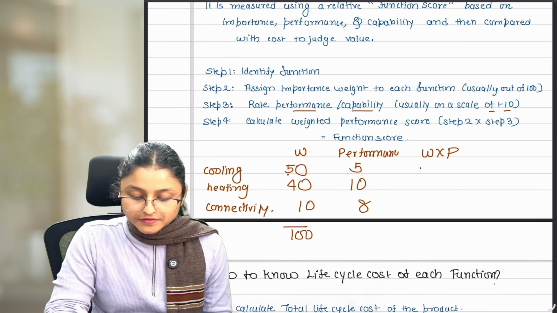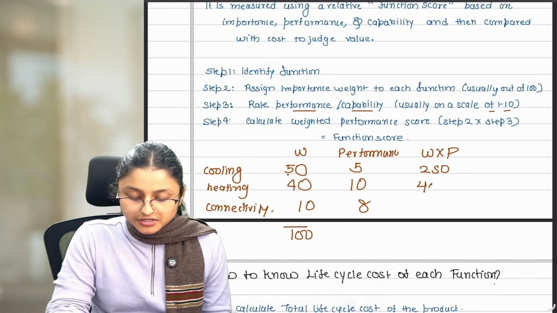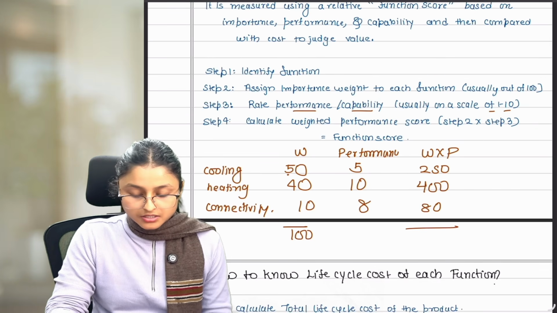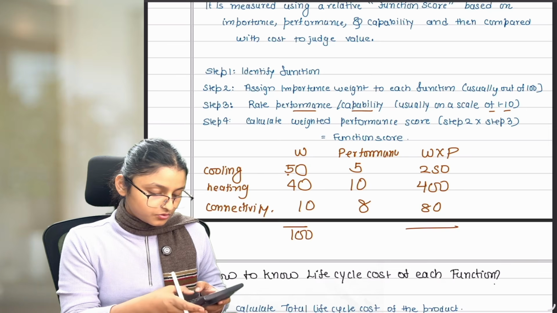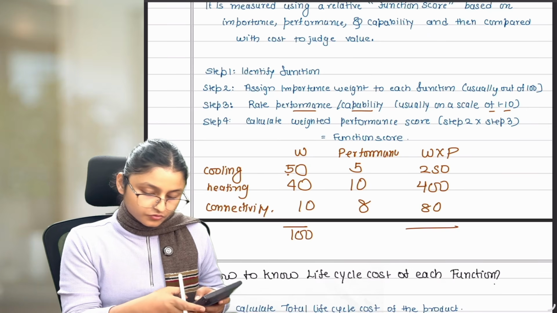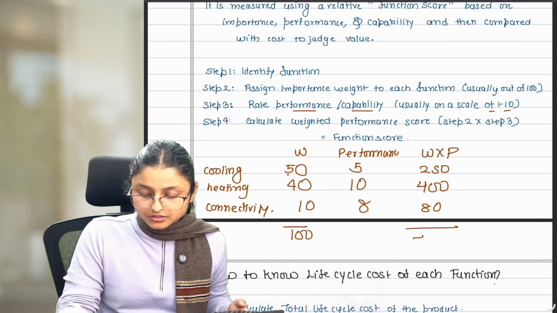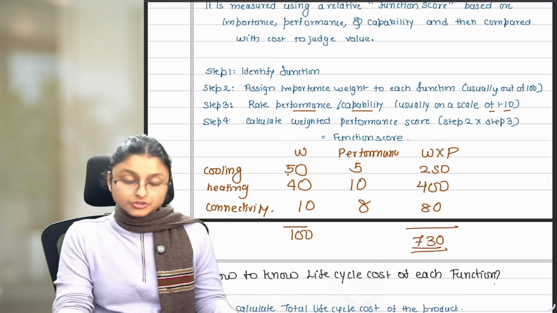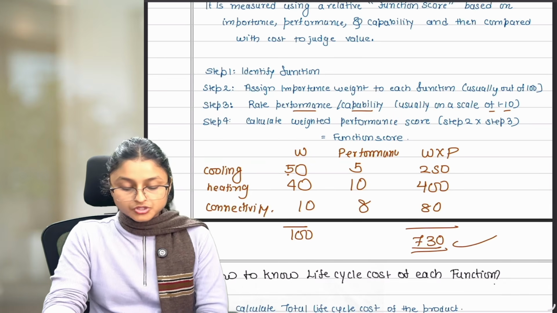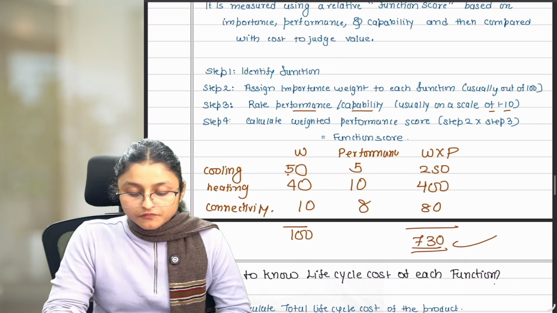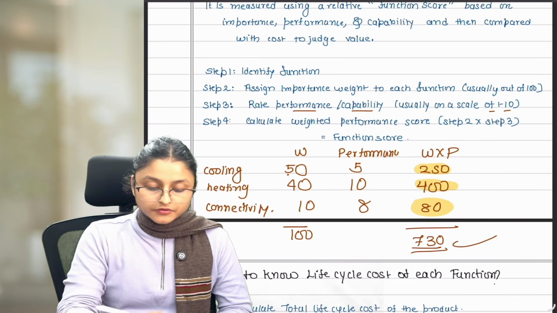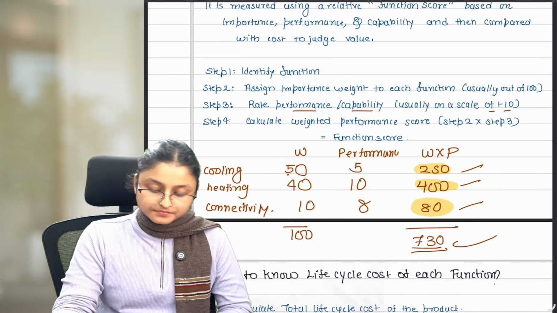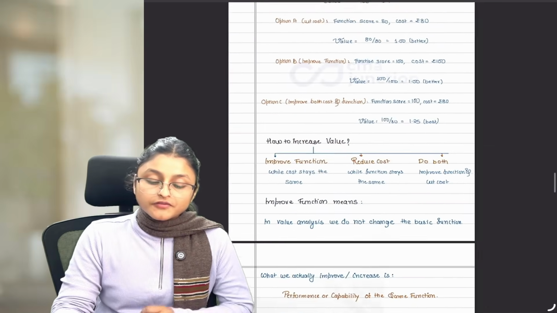So 50 into 5, that is equal to 250. Here we get 400. Here we get 80. So if I total it all, 400, 250 and 80 is equal to 730. 730 is the function score. This is the total function score, and if you want to know the function score for every function, then this is the function score for every function. Done. So we got to know the function score.